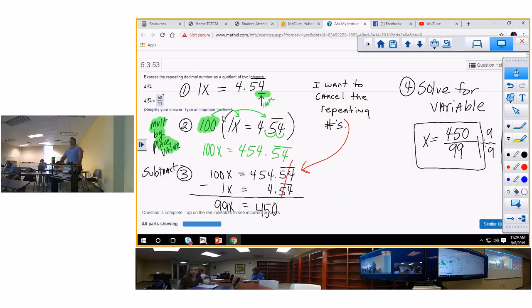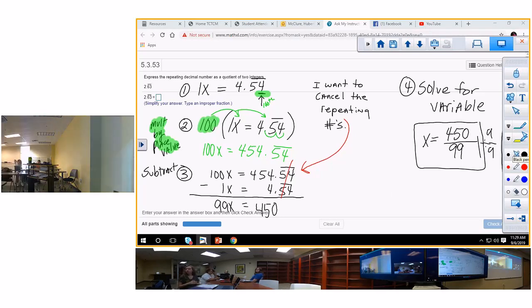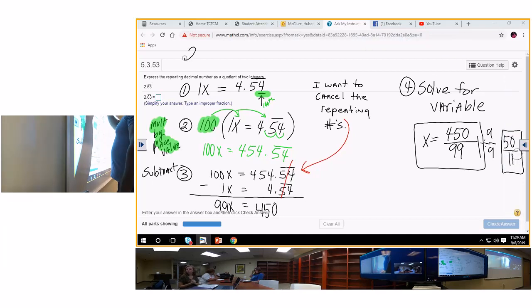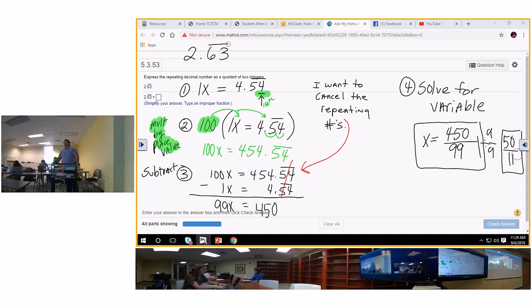All right, let's do another one. I'm going to hit a similar question, and I'm going to leave that up here, but here is the question. 2.63 repeating. I'm going to write it at the top, and I want you to try it using your notes. You will multiply by 100. And then I will do it. I'll erase the board and I'll redo it.